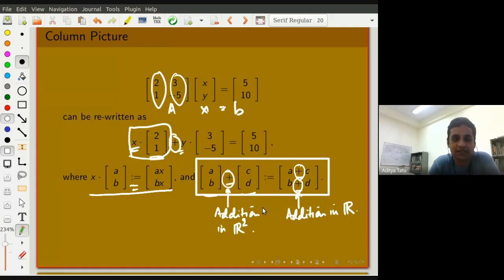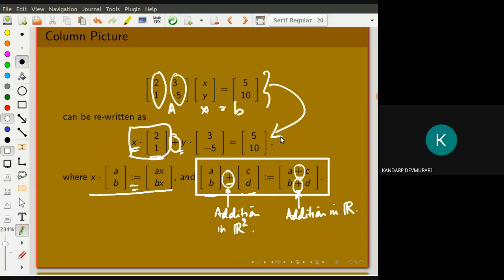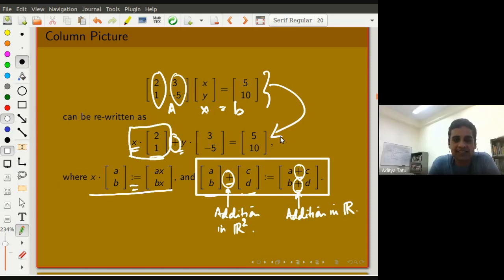Take silence to mean yes. Okay, but is this clear? I can rewrite this system of equations in this way. So what is it that we are trying to do when we are trying to solve this system of equations?